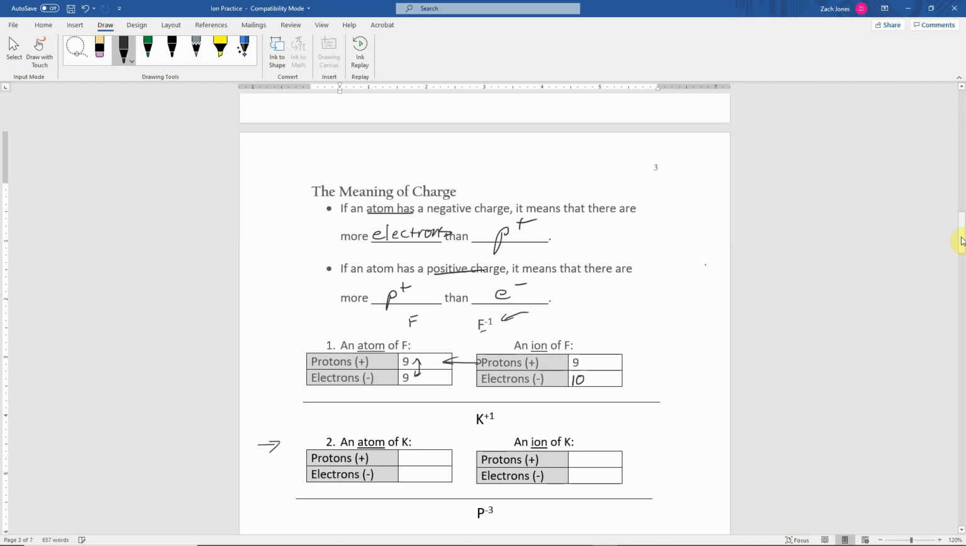Fluorine was neutral, and as it became fluorine -1, it gained an electron. Pretty cool, right? It's kind of odd that it's -1, but it gained an electron. So that's what I want you to do for each one of these. Look up potassium's number of protons on the periodic table. You know it's got to be the same for electrons when it's an atom. But when it's an ion, I want you to figure out how many electrons it must have.